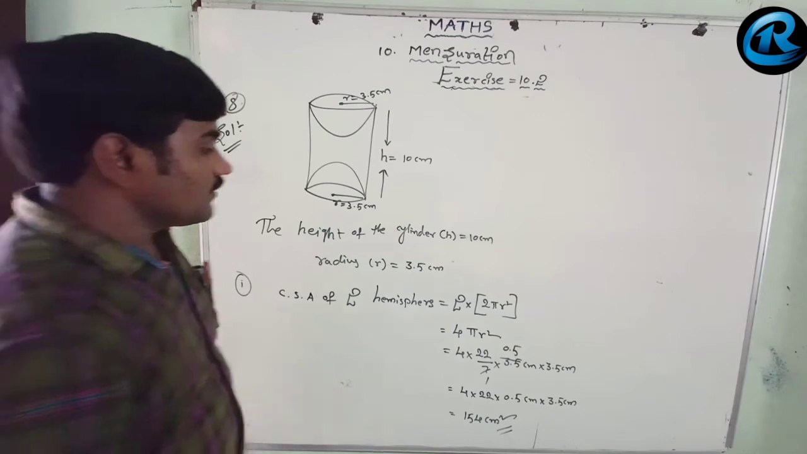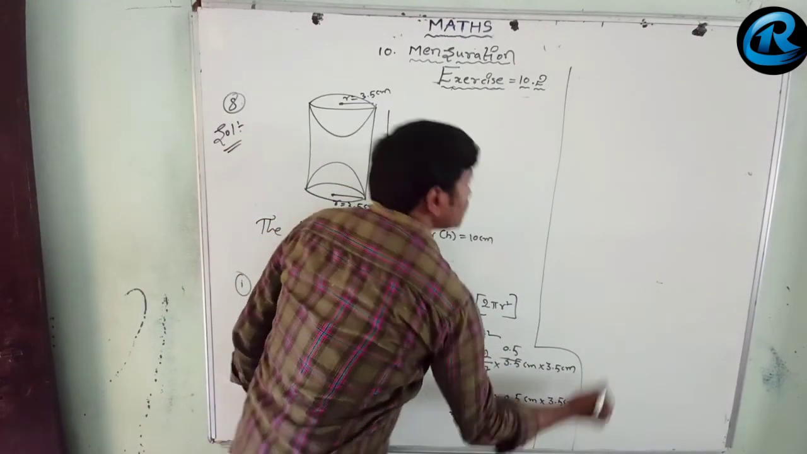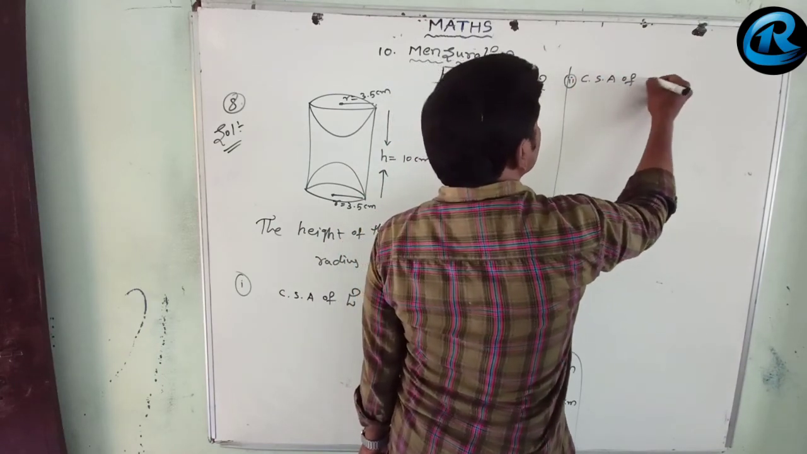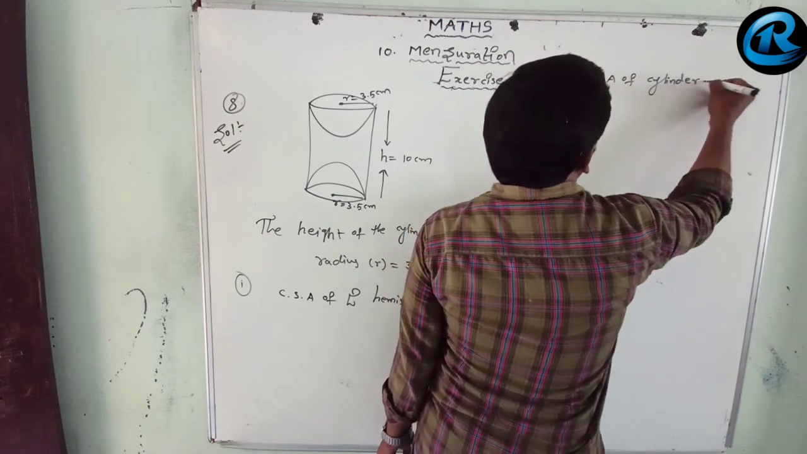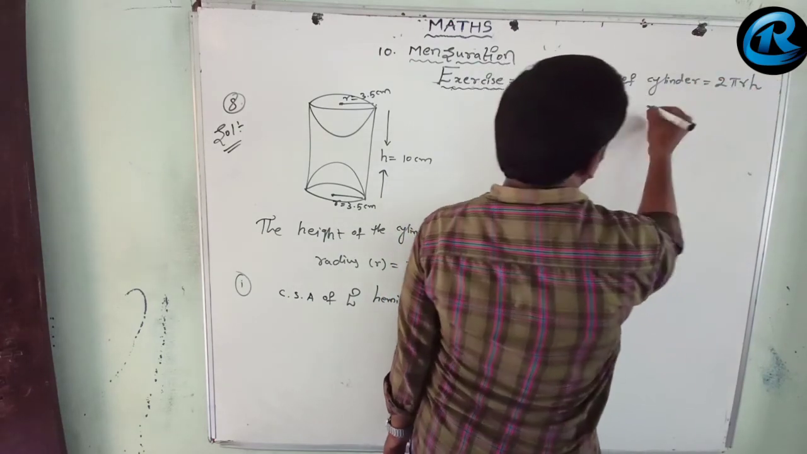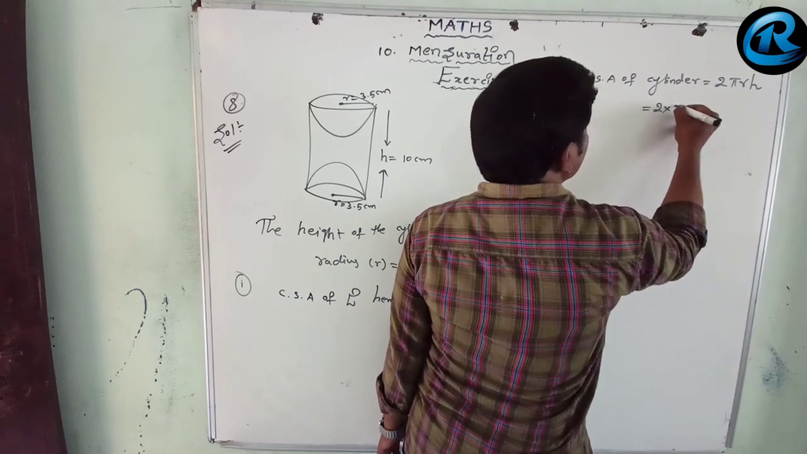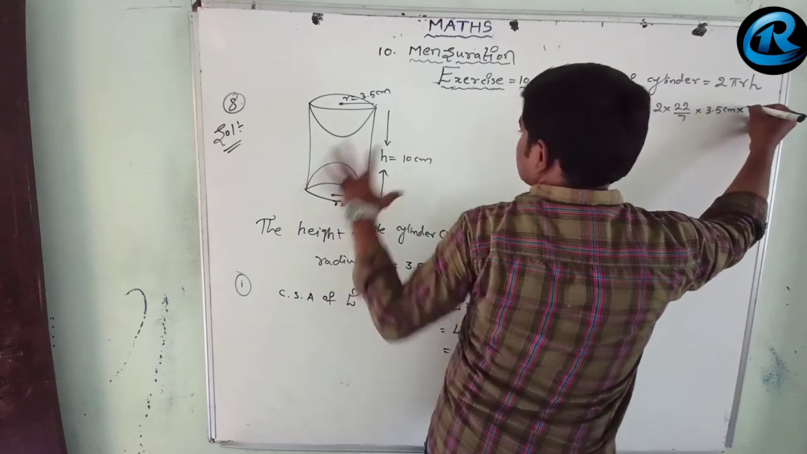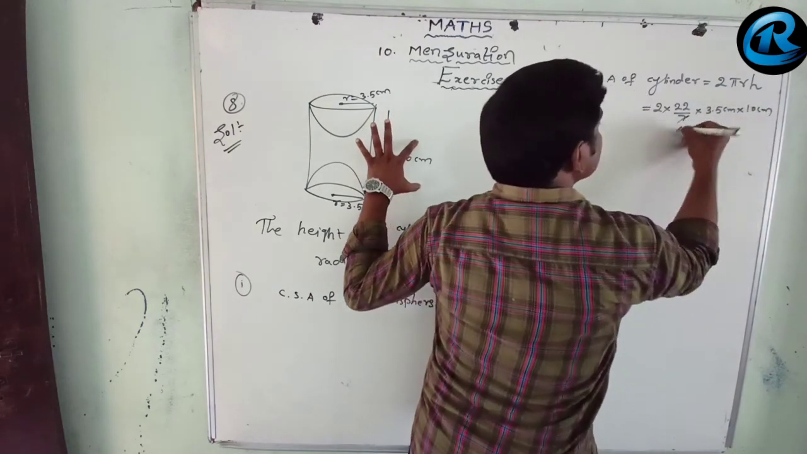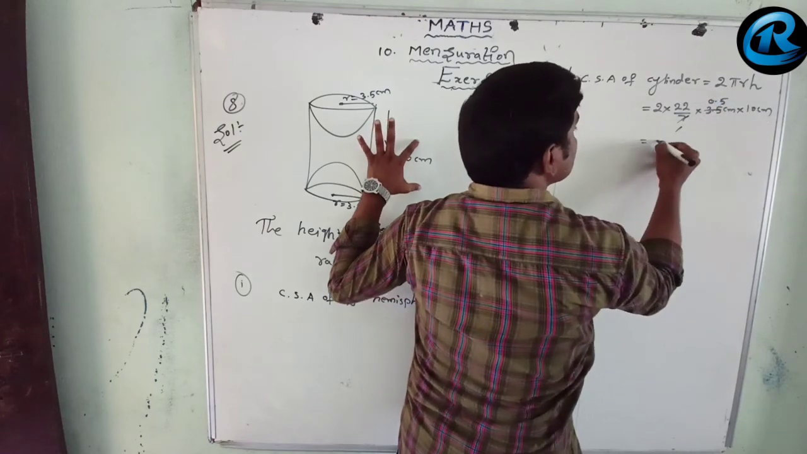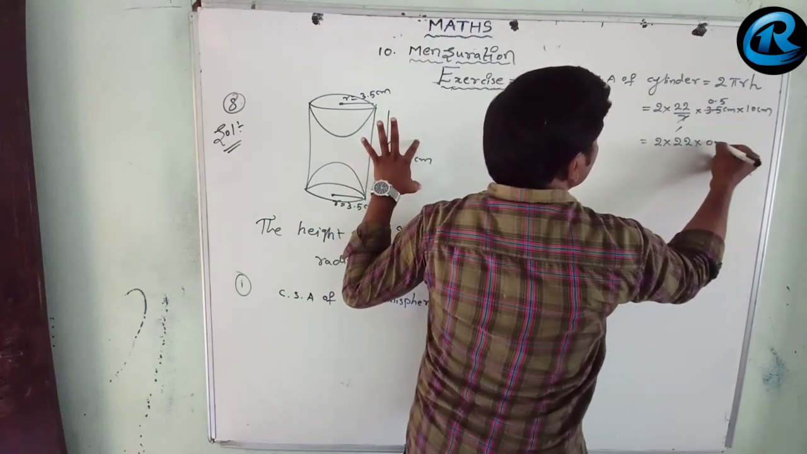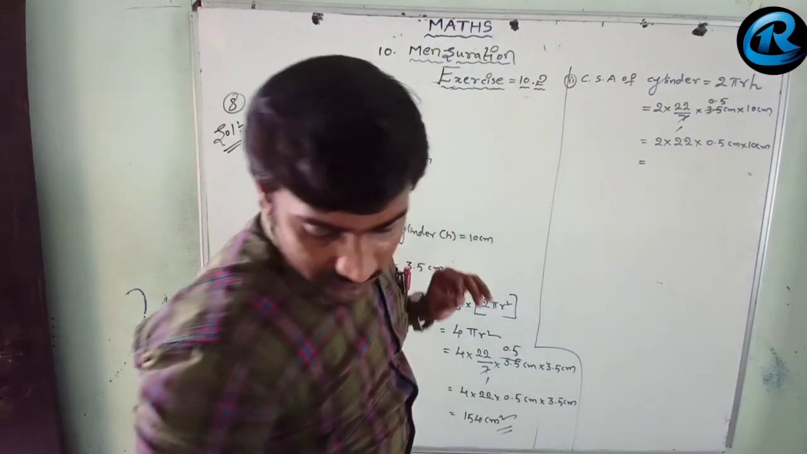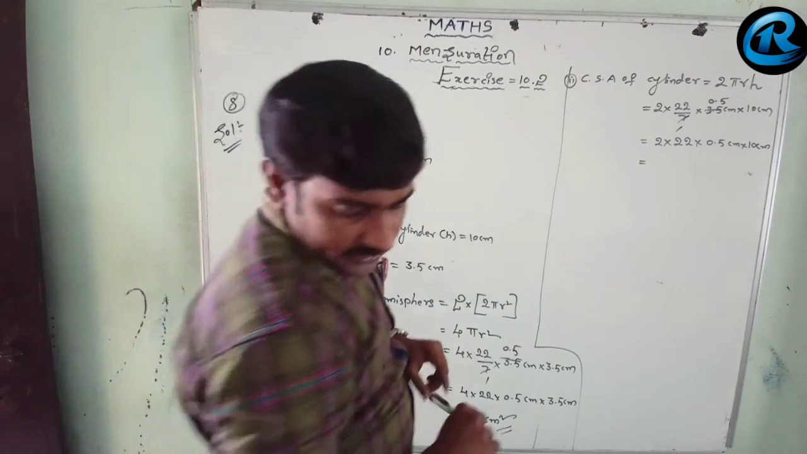Okay, now next we go for curved surface area of cylinder, that is 2 pi r h, where 2 into pi value 22/7, r value 3.5 centimeters into h is 10 centimeters. 7 ones are 7, 0.5s are. So 2 into 22 into 0.5 centimeters into 10 centimeters. If you multiply this all, you will be getting 220 centimeter square.